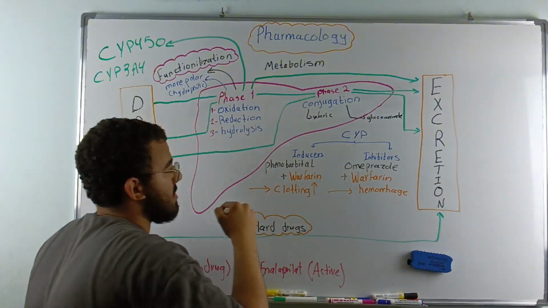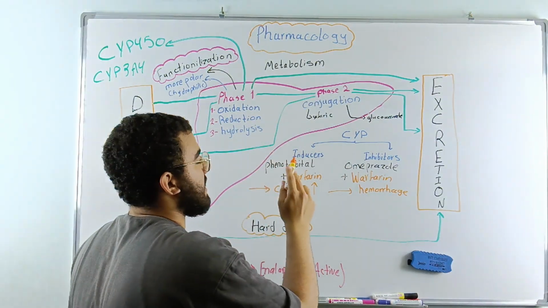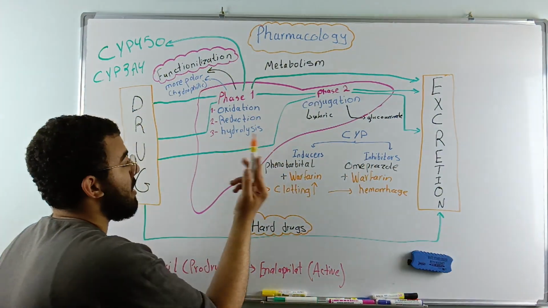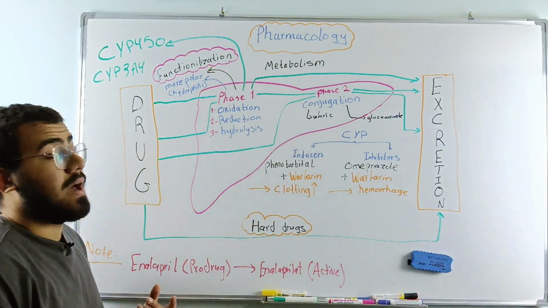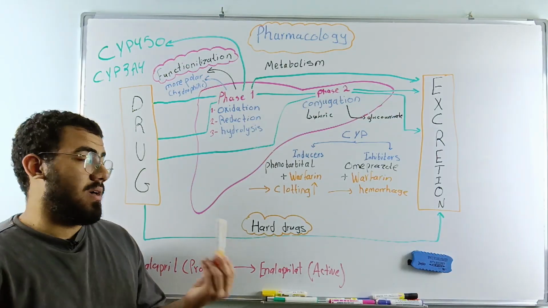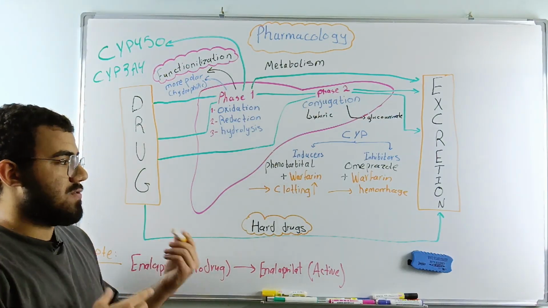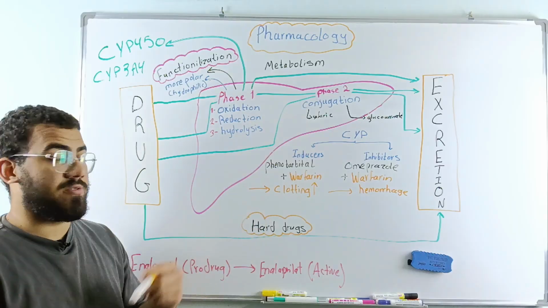So that's why it's important to take care of the drugs that induce CYP enzyme activity and the drugs that inhibit it, because these affect the activity of certain drugs like the anticoagulant warfarin, for example.